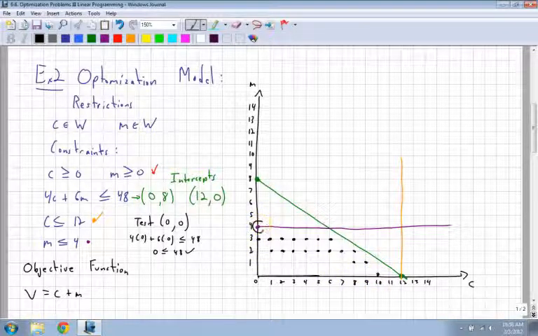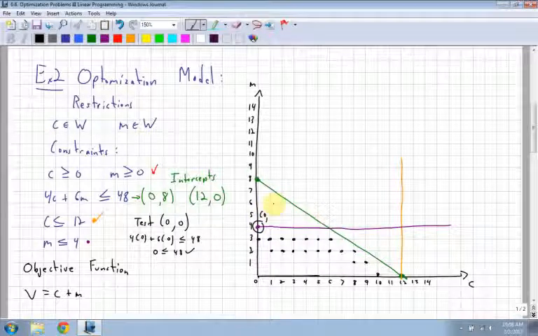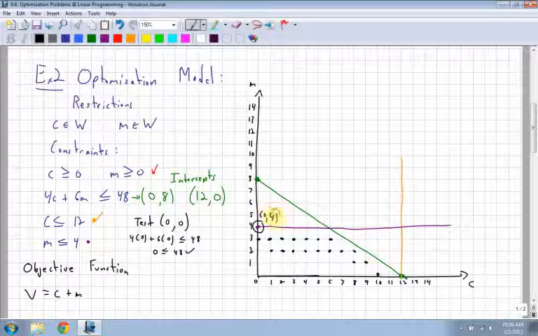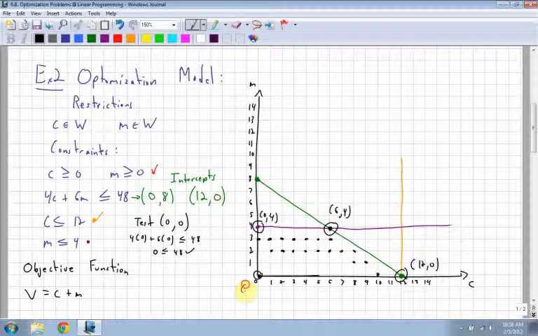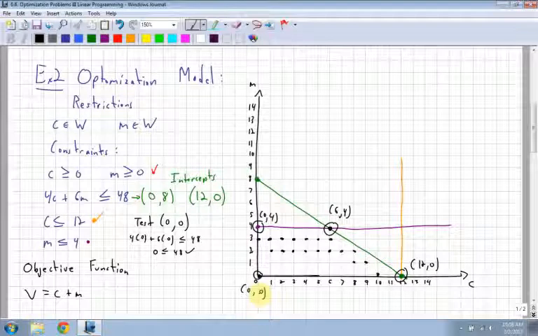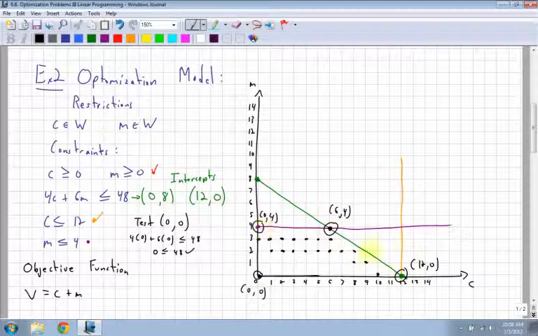So I have one here at 0, 4. I have one here at 6, 4. I have one down here at 12, 0. And then my last one is right here, which is 0, 0. Hopefully you understand that those are your boundary points. They're along each line and they're along the edges of your boundary.